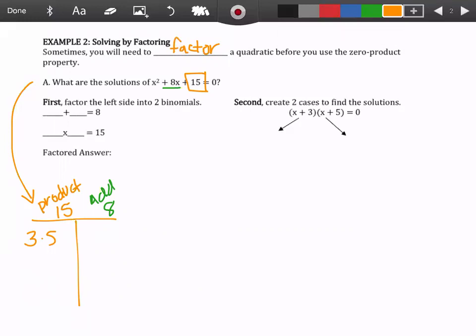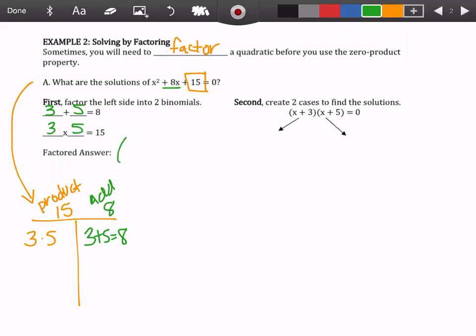You could think further if you want, but we already learned factoring, so we can look at these two numbers and see, do they add to 8? If they don't add to 8, you'll have to keep going. But in this case, 3 plus 5 does equal 8. So we can write that in these lines here. 3 plus 5 equals 8. 3 times 5 equals 15.